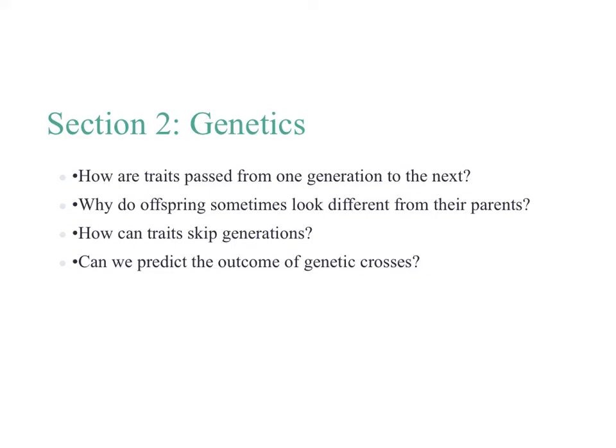Today we're going to start section 2, which is our introduction to genetics. To begin, I want to ask you a couple questions to think about throughout this unit. How are traits passed from one generation to the next? Why do offspring sometimes look different from their parents? How can traits skip generations? Can we predict the outcome of genetic crosses?